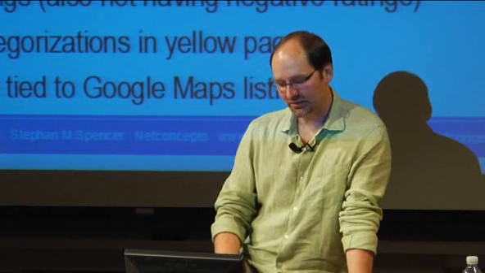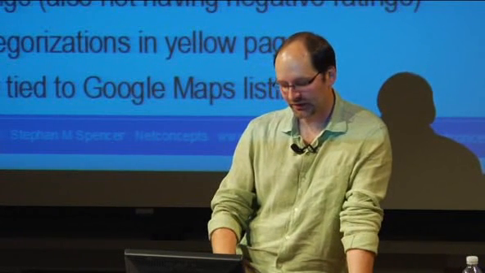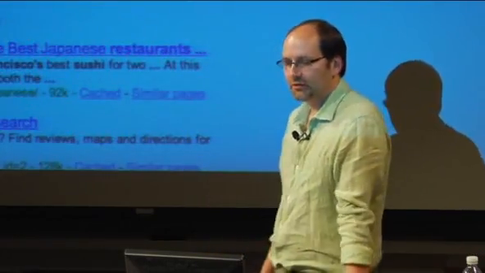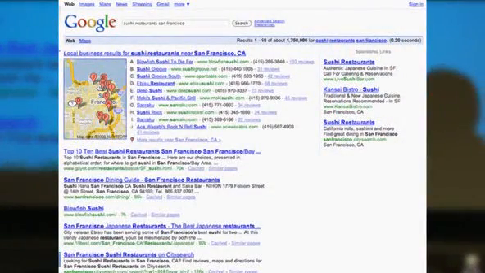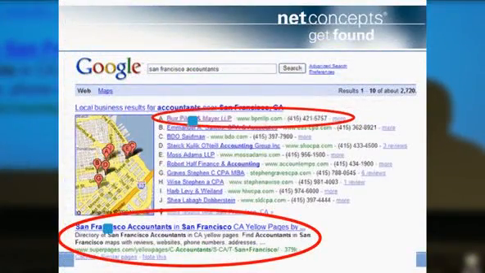Business categorizations in Yellow Pages and the business site tied to Google Maps listing. So these are all factors that help influence your rankings in local search. And here we're just seeing an example of local results showing up in the main web search. Sushi restaurant San Francisco. And here's another one, San Francisco accountants.